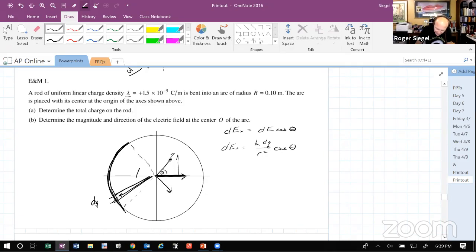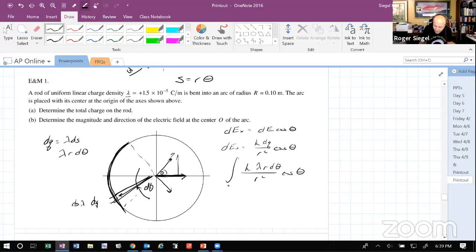So I've got a tiny little angle here, and that's my d theta. And dq is going to be this little ds times lambda. That's lambda times the little bit of the arc. But what is that little arc length? Well, that's going to be r d theta. So we're going from the geometry formula that the arc length is equal to r theta. So ds is going to be r d theta. So what we then have is k, and then dq is lambda r d theta over r squared cosine theta.